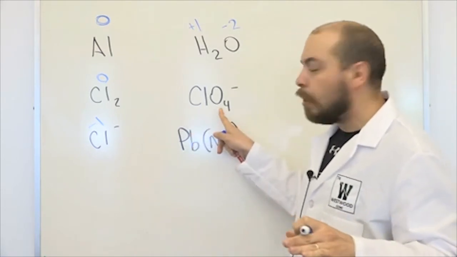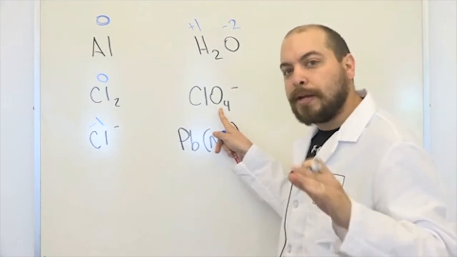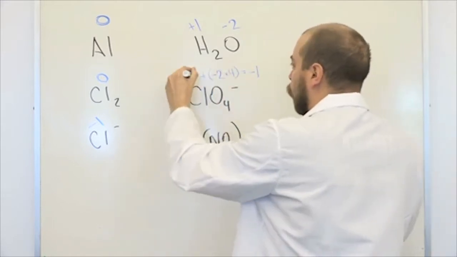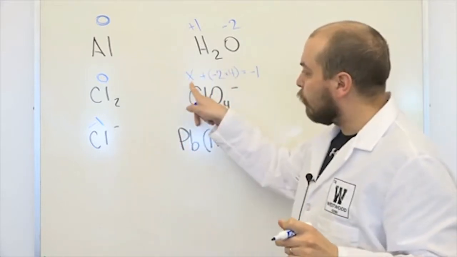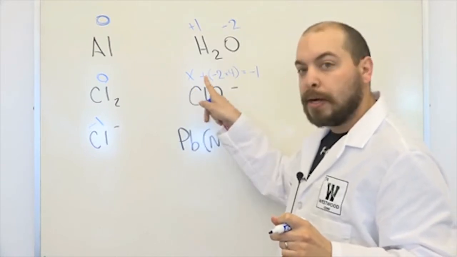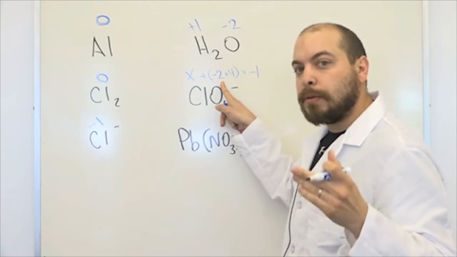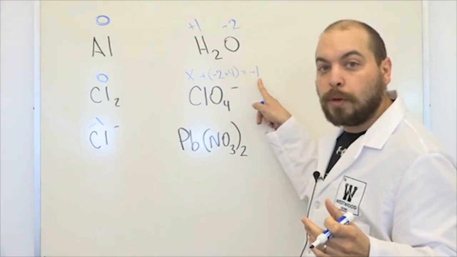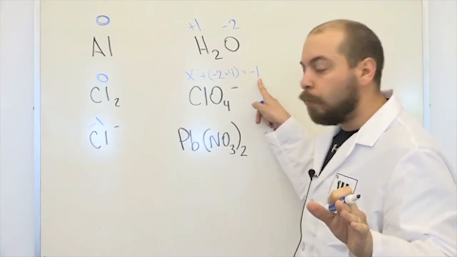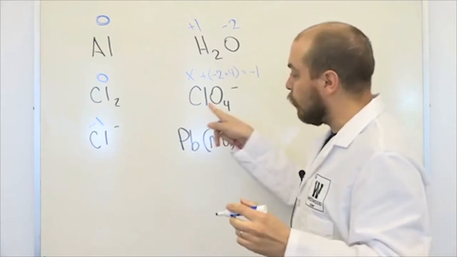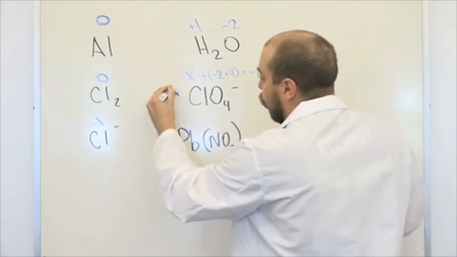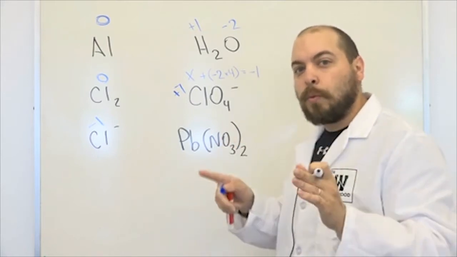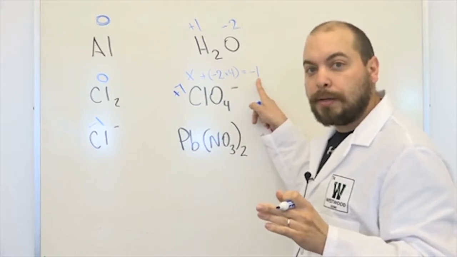Oxygen, because each one is -2, but there are 4 of them, we know that the oxidation number of chlorine, x, must add to the total oxidation number contributed by the oxygen atoms, which is -2 times 4, and that must add to -1. Therefore, if we solve for x, we know that the oxidation number of this chlorine atom must be +7.